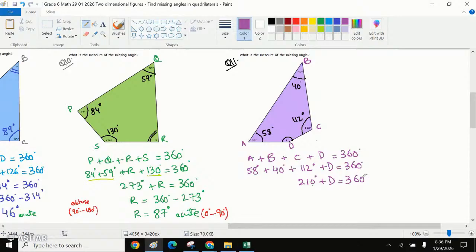Should be equal to 360, and the angle D comes out to be 360 minus 210, and I think it should be 150 degrees, and this would be an obtuse angle. Thank you so much. Yes, your answer is perfectly right. It's perfect. 150 and obtuse, right? We don't need the obtuse, but I just wrote obtuse over there so that we'll have a better understanding.